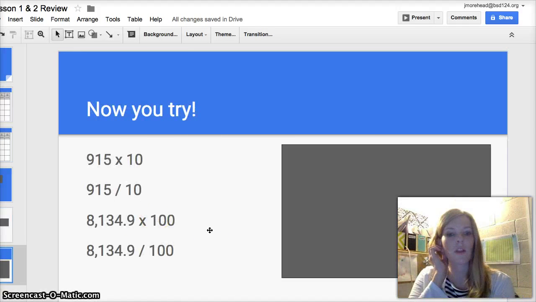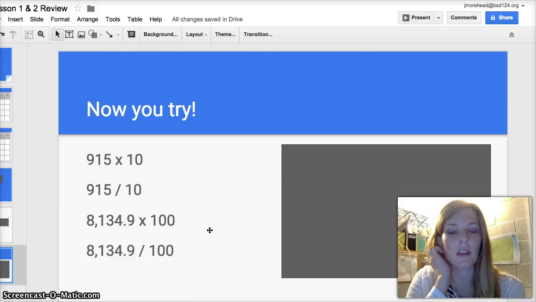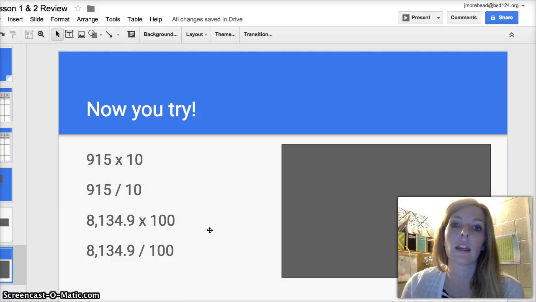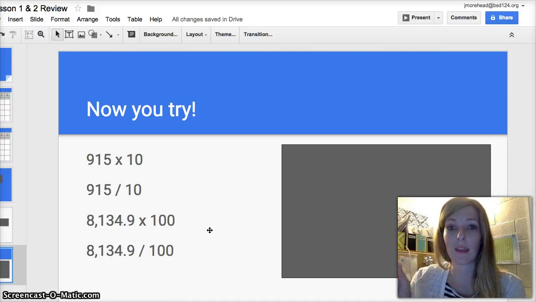Okay, you try these 4 in your math notebook or on a spare sheet of paper. Again, try it without the place value chart. Try it with just moving the decimal, and you're going to be making the number bigger if you're multiplying or making the number smaller if you're dividing. Pause the video while you do all 4 of them.